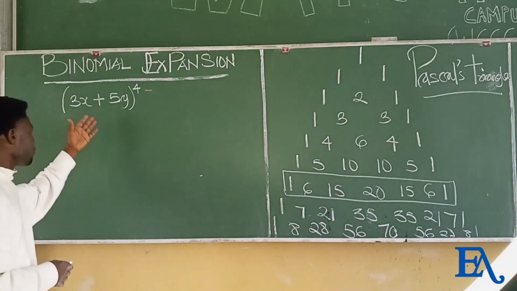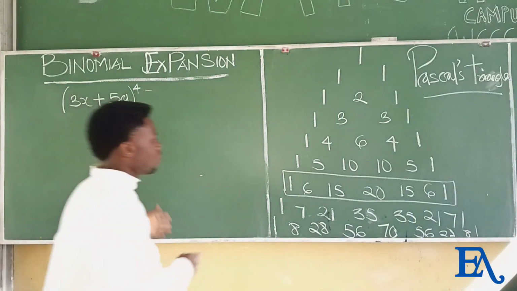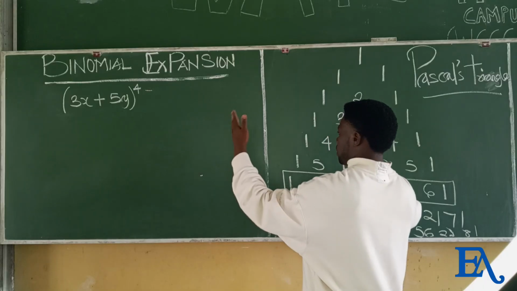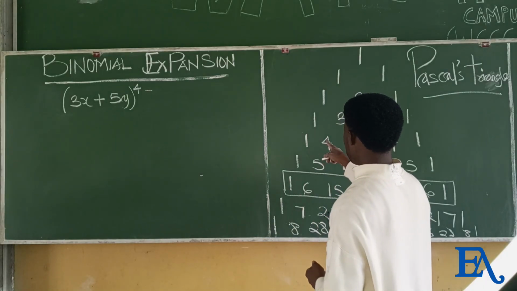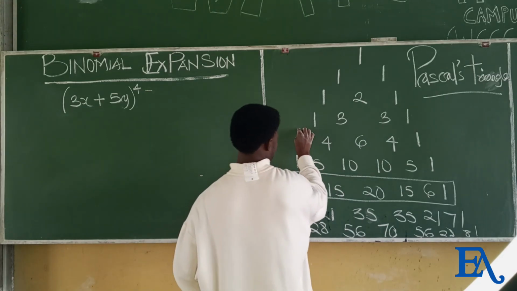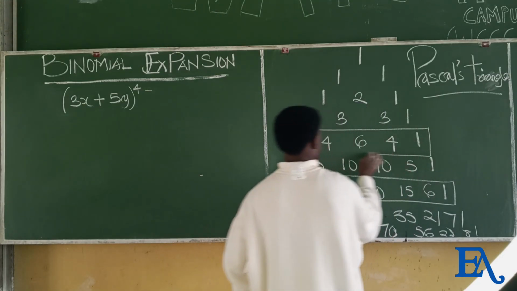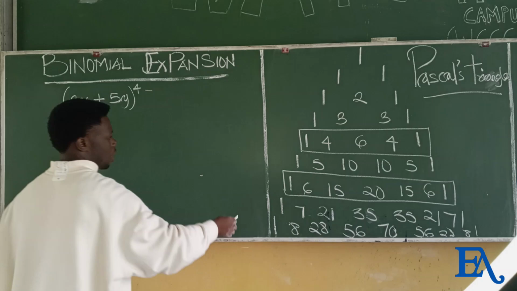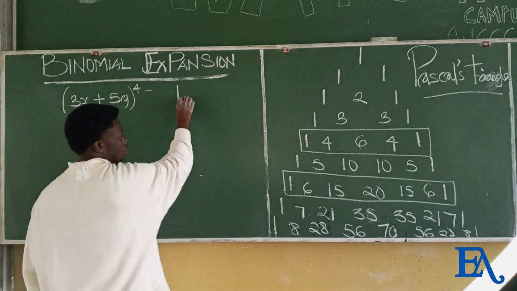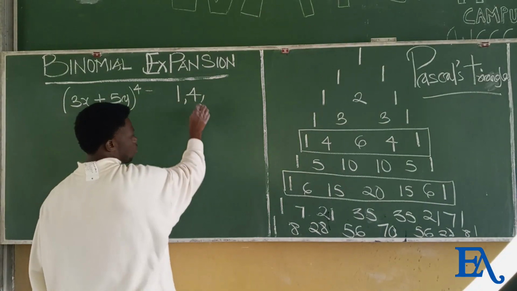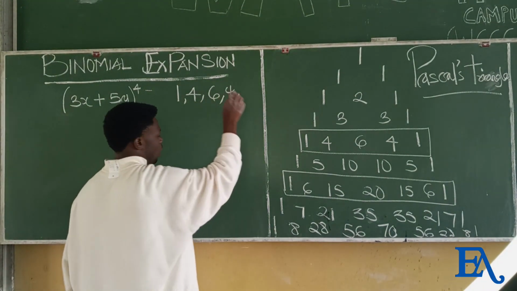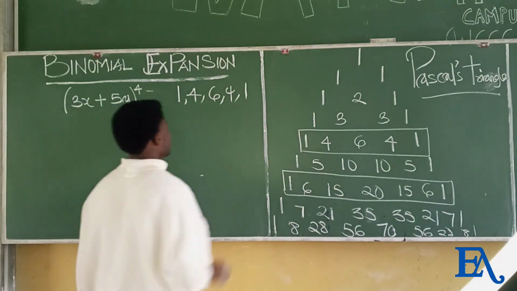But the coefficients for this expansion using the Pascal triangle will be these, because the power is 4 and the first number written after the 1 is 4. So we are going to make use of this. Let me wipe this part of the board and put the coefficients behind. The coefficients are 1, 4, 6, 4, and 1.